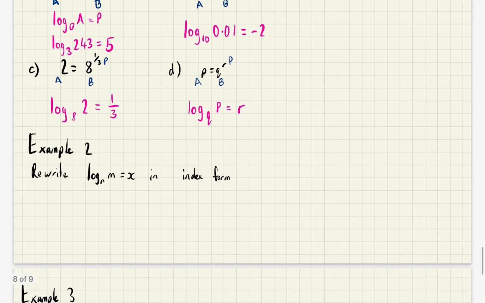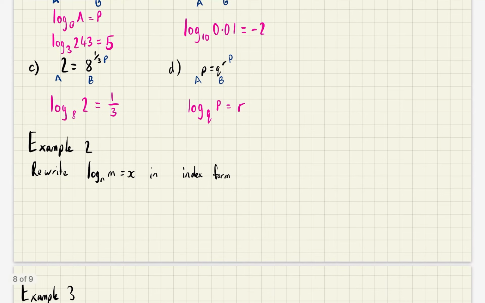Now example 2 is asking us to do it the opposite way. We need to rewrite log base n m is equal to x in index form. So this time I'm going to write the word BAP. B-A-P. Now I can rewrite it in index form with my base being n, my power being x, and my answer being m. Okay, this is also acceptable if you wrote it around the other way. Both work.